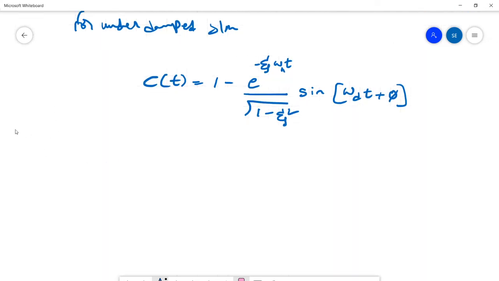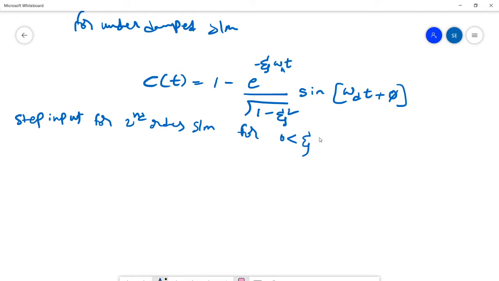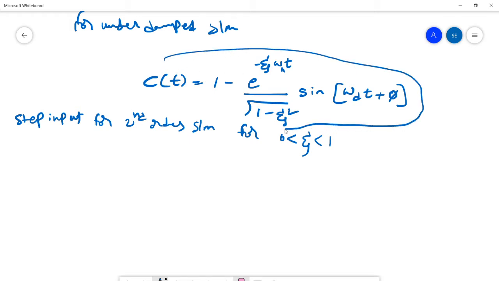When a step input is given to a second order system for zeta value between 0 and 1, right, this is the response. This is the output derivation we got for a step input.